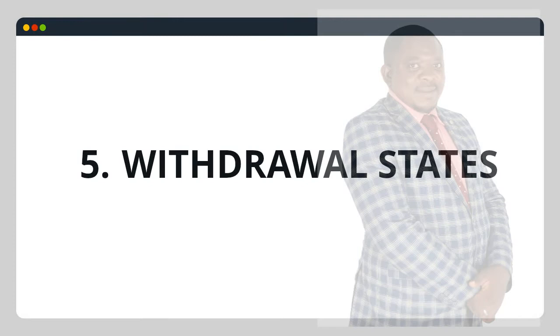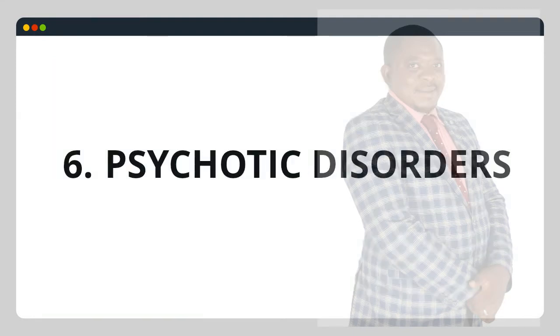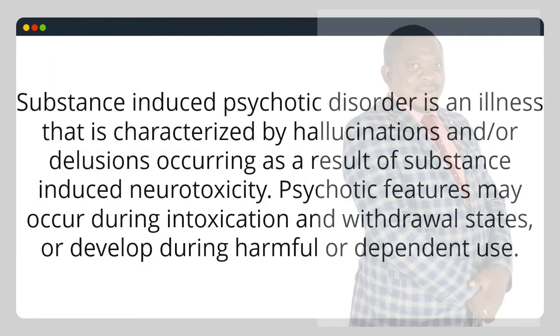5. Withdrawal states. These are symptoms and signs that occur when a drug is reduced in amount or withdrawn, which last for a limited time. The nature of the withdrawal state is related to the type of substance used. 6. Psychotic disorders. Substance-induced psychotic disorder is an illness characterized by hallucinations and/or delusions occurring as a result of substance-induced neurotoxicity. Psychotic features may occur during intoxication and withdrawal states or develop during harmful or dependent use.